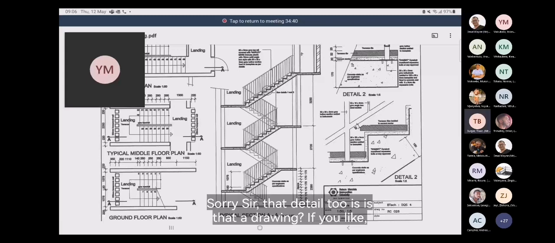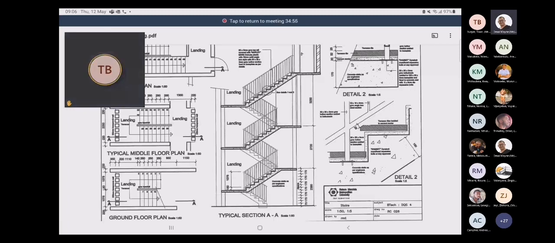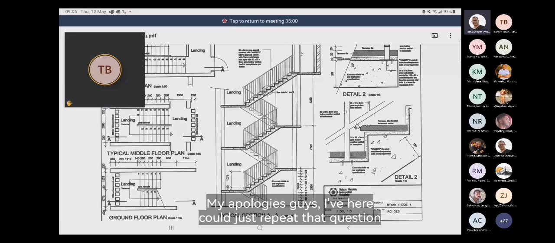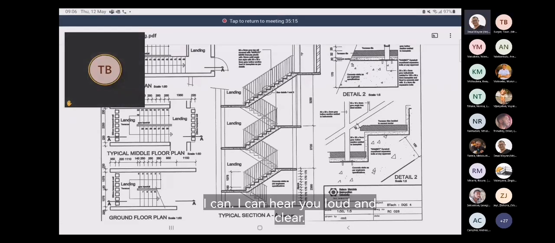Sorry, sir. That detail too, is that a drawing, if you like, look at the railings from the front? My apologies, guys. Tia, could you just repeat that question again? I'd forgotten that I have headphones that I need to place on, and I did not hear your question. I'm so sorry about that. Can you hear me now, sir? I can hear you loud and clear.